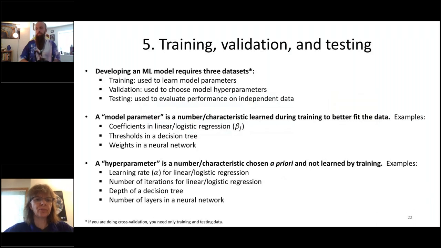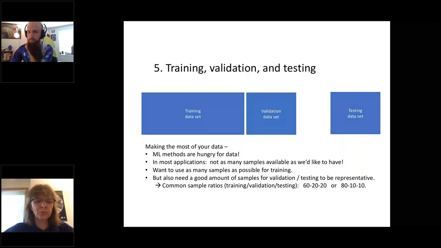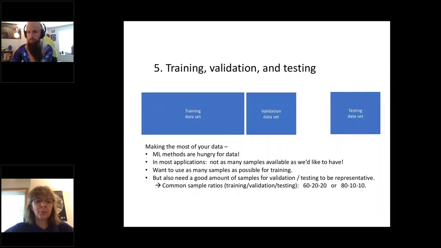Okay, next slide, please. So here you see the usual proportions of training, validation, and testing data sets. The idea here is you have a certain amount of data available, a certain number of samples that you can use, and your machine learning methods are usually very hungry for data. If you use linear regression, you need the least data, but the more complex your method gets, random forest needs a little more, neural networks need even more, and they become more and more hungry for data. And in our applications, almost always, we don't have enough samples, not as many as we would ideally like to have.